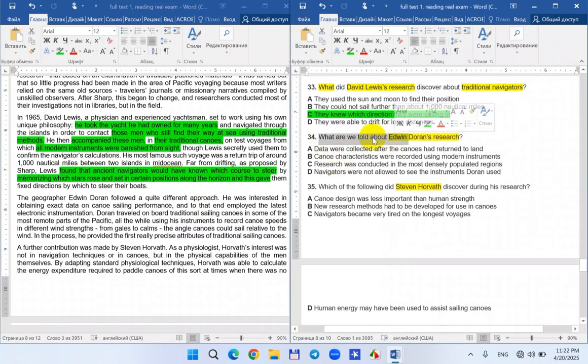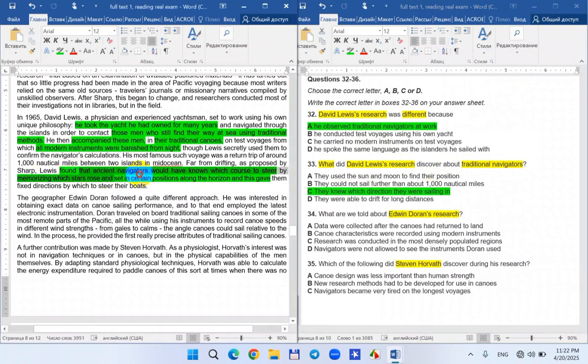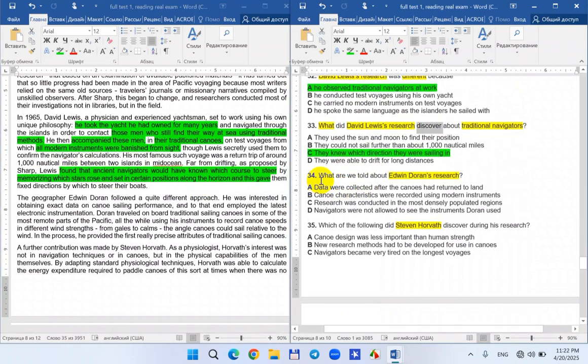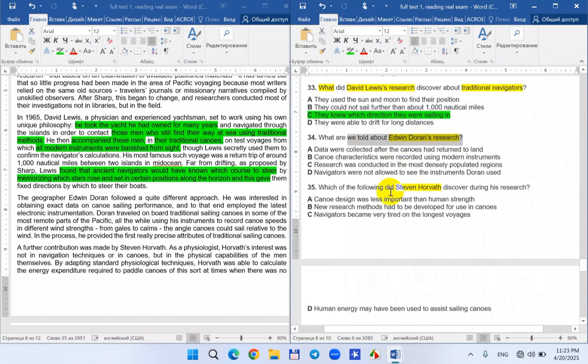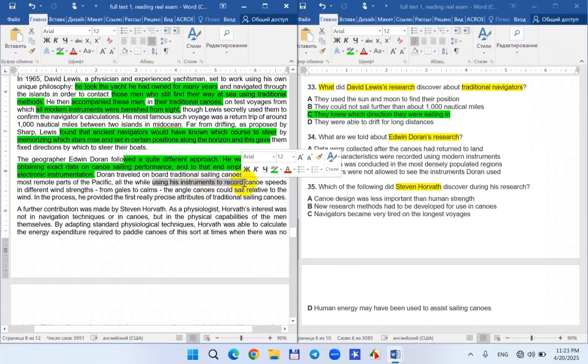Next one. What are we told about? We need the discovery. You have to pay attention to the question like which one is the discovery? He found that. It means the correct location would be this part. What are we told about this research? Edwin, okay, followed a quite different approach. He was interested in obtaining exact data on canoe sailing performance, and to that end employed the latest electronic instrumentation, using his instruments to record.